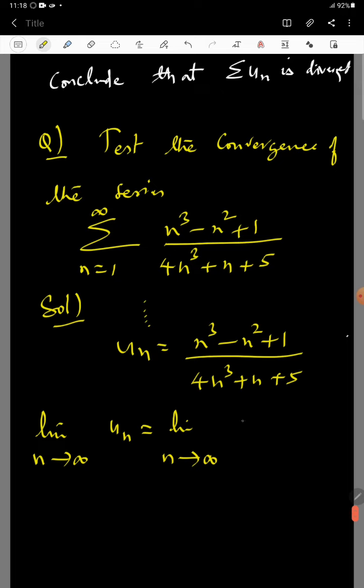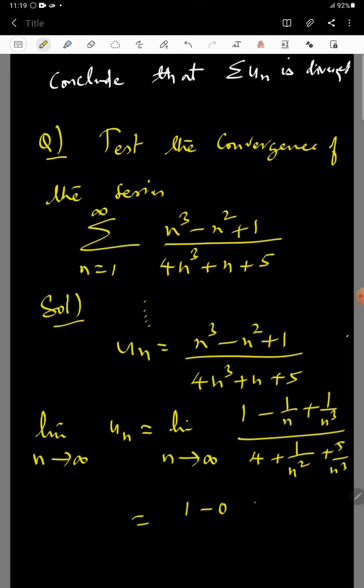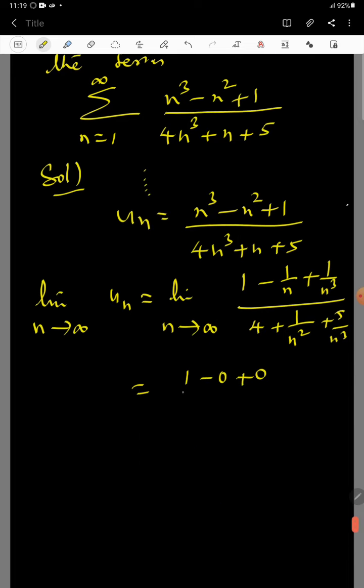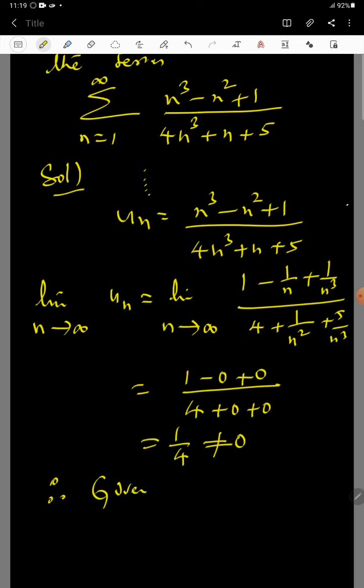So if I divide by n cube, I get 1 minus 1 by n plus 1 by n cube divided by 4 plus 1 by n square plus 5 by n cube, and on separation it will be 1 minus 0 plus 0 divided by 4 plus 0 plus 0, that is equal to 1 by 4. This value is not important, whether it is 1 by 4 or minus 1 by 4, negative or positive, whatever it is, it is not equal to 0. Therefore the given series is divergent. I hope you have understood.